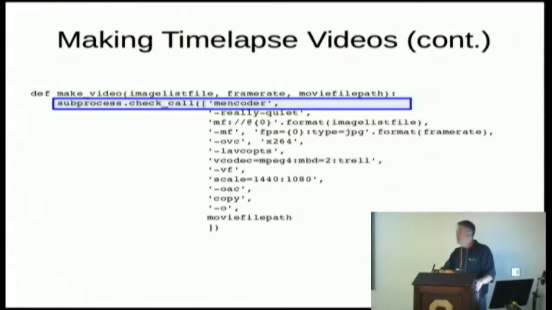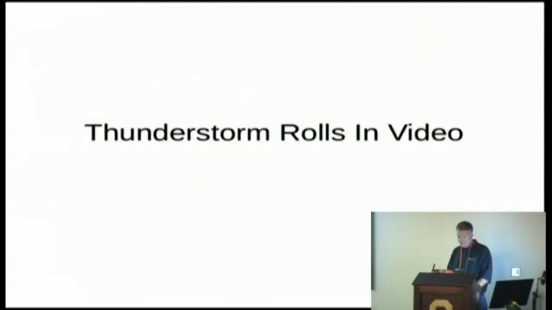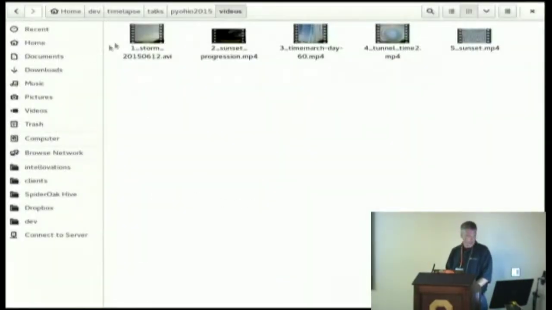I call mencoder using the subprocess library that's built into Python. Subprocess call will run it and just return. Subprocess check call, if mencoder returns with an error, will turn that error into a Python exception, so I know within my code whether or not mencoder worked. So I'm going to show you the first video, which is the thunderstorm video I had mentioned before. Here we go.